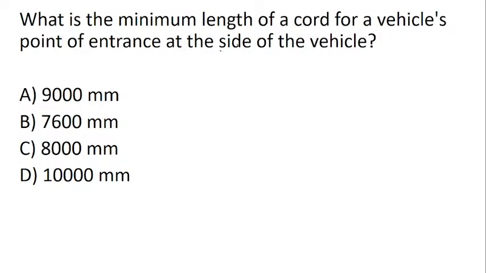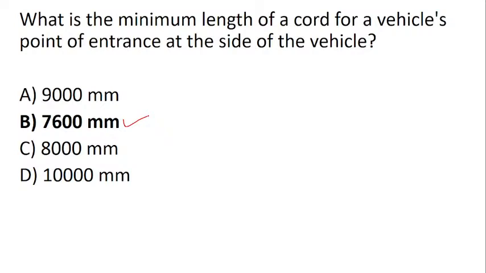Okay. What is the minimum length of a cord for a vehicle's point of entrance at the side of the vehicle? So this is for recreational vehicles, no? Home vehicles. So ano yung minimum length ng kanyang cord? Okay. The correct answer is letter B, no? 760 mm. Yan. Okay, so ang maximum dito is D, 9,000 mm. Okay?